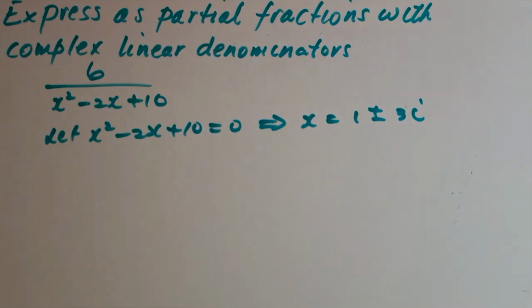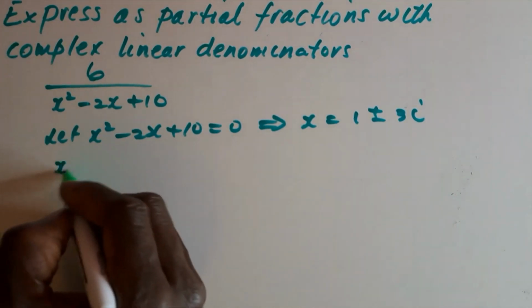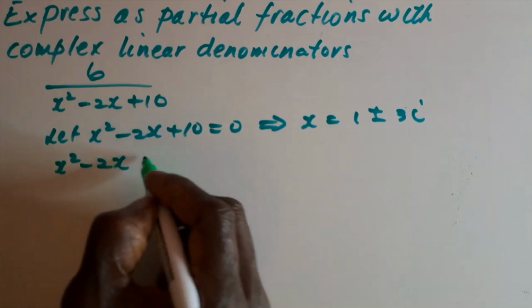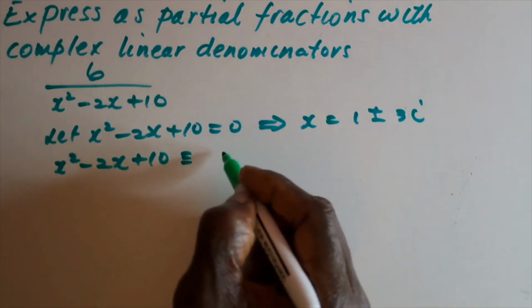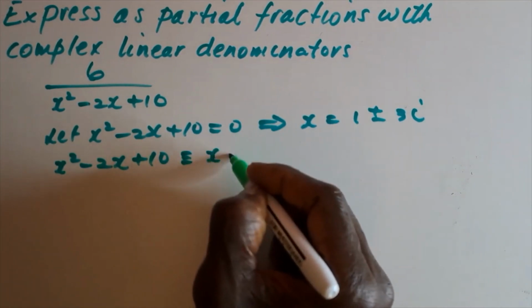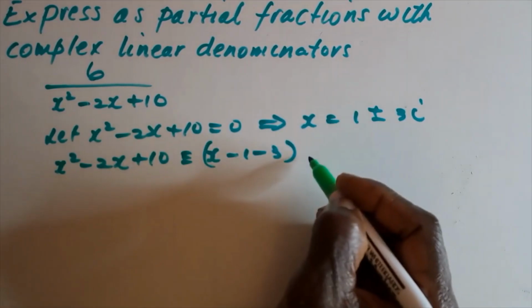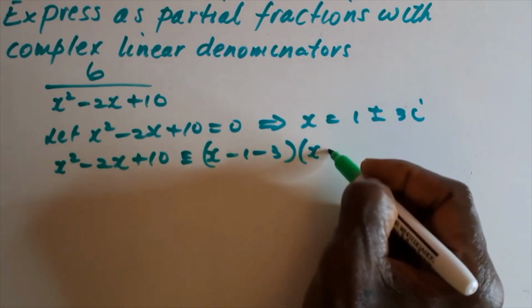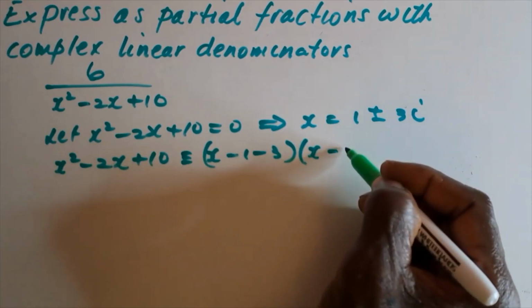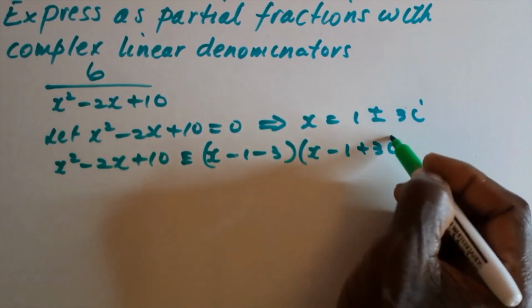The next thing we want to do is to find the complex factors for x squared minus 2x add 10. The complex factors are x minus 1 minus 3i, if you're not sure about this, check my previous video and you'll see I've covered it in detail, and x minus 1 add 3i.